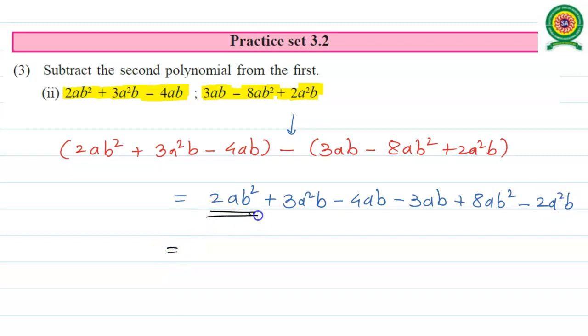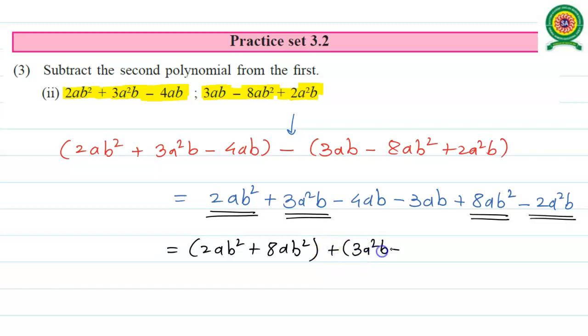We have 2ab square and 8ab square as like terms. Write them down in one bracket. Next, we have 3a square b and minus 2a square b as like terms. Write them down in another bracket. And next, we have minus 4ab and minus 3ab as like terms. Write them down in the other bracket.